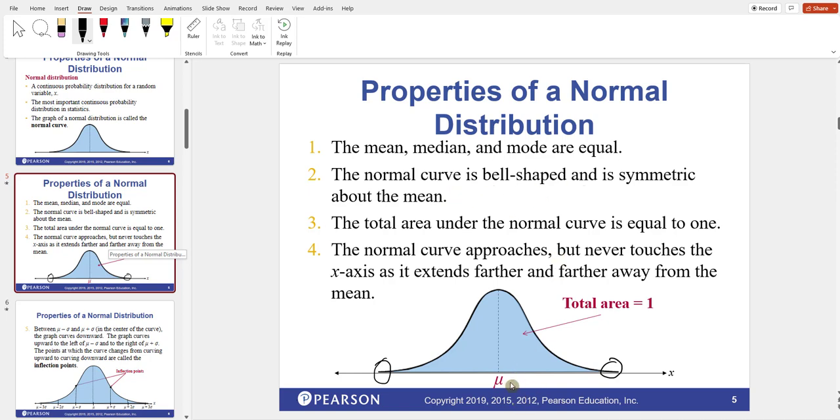As you can see, I have the mean here in the middle. If you see this line going right in the middle, that's your peak. That will be your mean. If you were to fold this graph in half, it will be symmetric. Both sides will meet up.